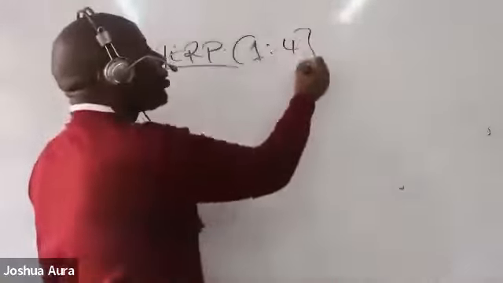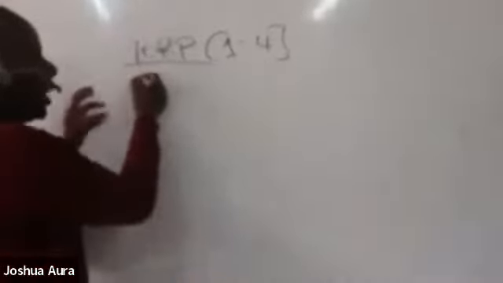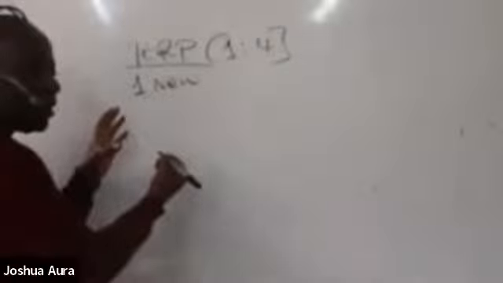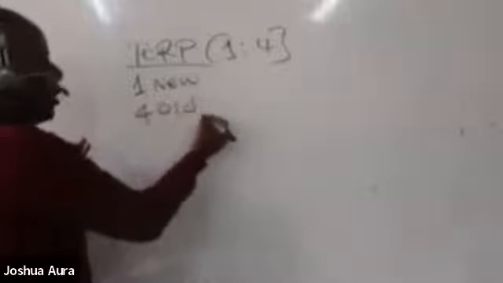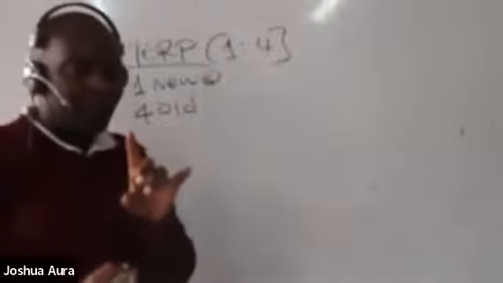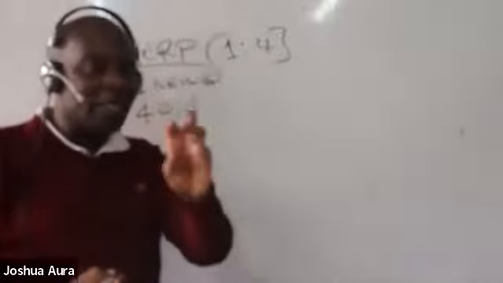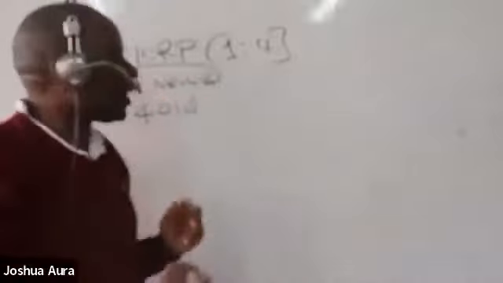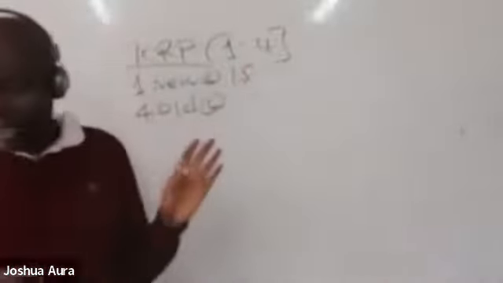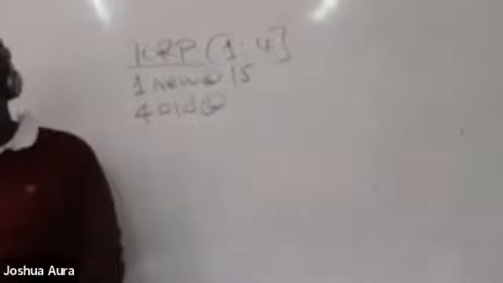Once you tell me this is 1 is to 4, I will arrange this in form of a table. 1 new, and then 4 old. The new shares are the right shares, given out at a discount, which is 15. How about the old ones? The old ones are coming to us at 20.